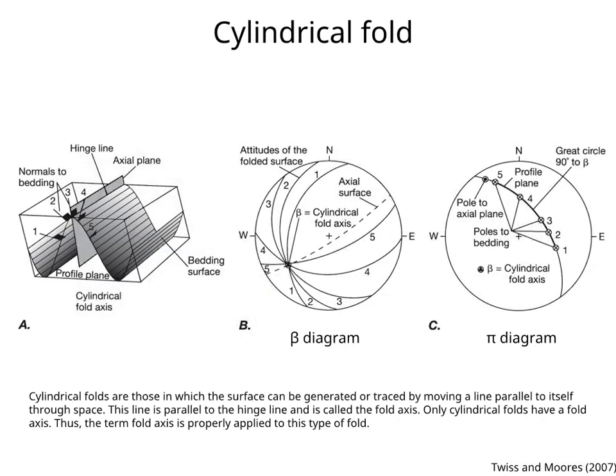Cylindrical folds are those in which the surface can be generated by moving a line parallel to itself through space. This line is parallel to the hinge line and is called the fold axis. In fact, only cylindrical folds have a fold axis. On a stereonet showing the bedding planes, or beta diagram, the bedding planes intersect at the fold axis. On a stereonet showing the poles to bedding, or pi diagram, the poles fall along a great circle. This is the profile plane of the fold, and the pole to the profile plane is the fold axis.